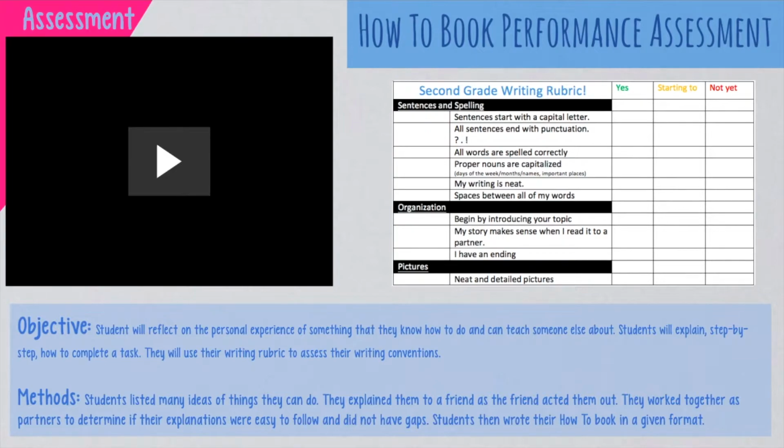This is the third assessment, the how-to book performance assessment. The objective for this was that students will reflect on a personal experience of something that they know how to do and can teach someone else about. Students will explain step by step how to complete a task, and they will use their writing rubric to assess their writing conventions. Methods were that students listed many ideas of things they can do and explained them to a friend as the friend acted them out. Partners would determine if their explanations were easy enough to follow and had any gaps. And the students wrote their how-to book in a given format.